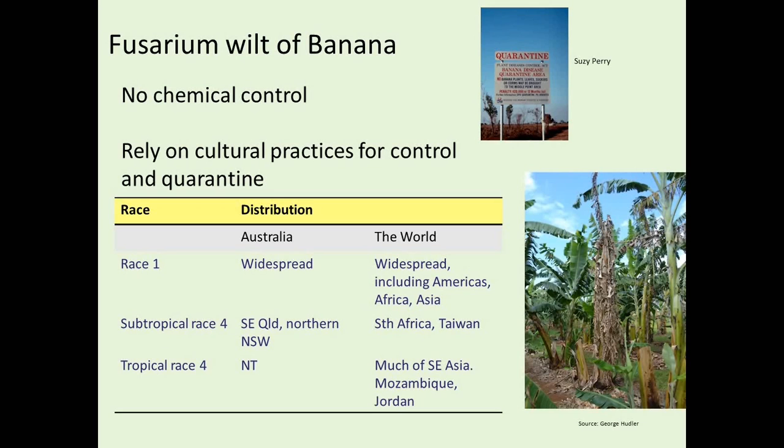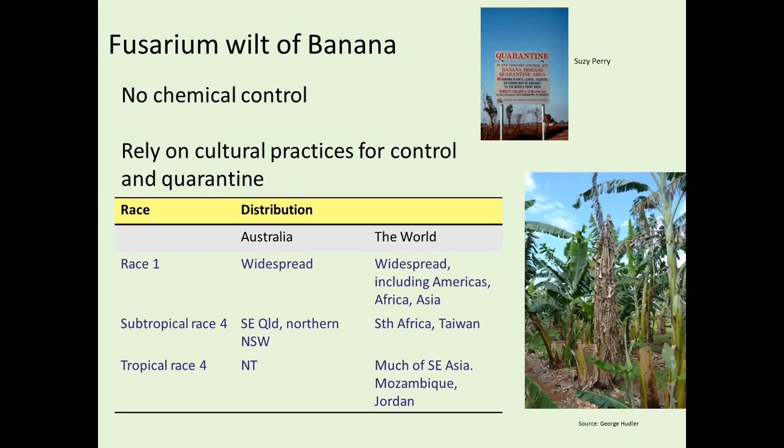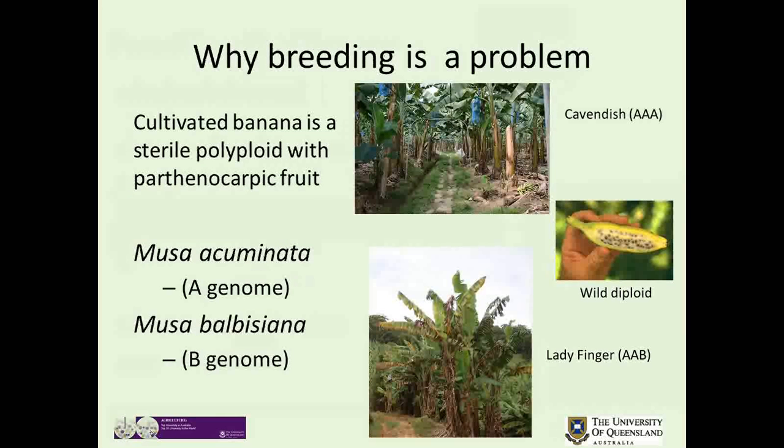So when you go up and down the highway, you see these quarantine signs. Much of it's for bunchy top as well as for Fusarium. But we're very fortunate in Australia that we can put these internal quarantine measures in, and they are reasonably adhered to. So we can't control it with fungicides. We're trying to control it culturally.